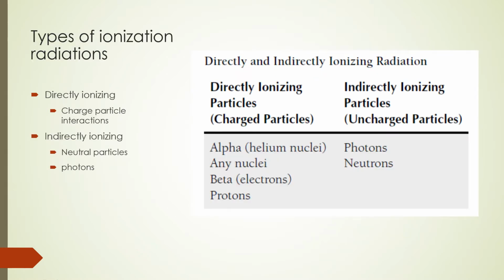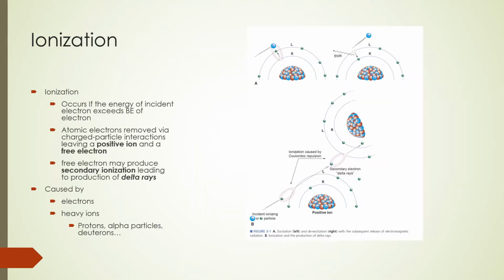The next type of particle interaction is ionization. There are two types of ionization interactions. Charged particles like alpha particles, betas, protons, and any nuclei may cause direct ionization. Uncharged particles like photons and neutrons cause indirect ionizations. This table summarizes the types of interactions we can expect. Let's look more closely at ionization.